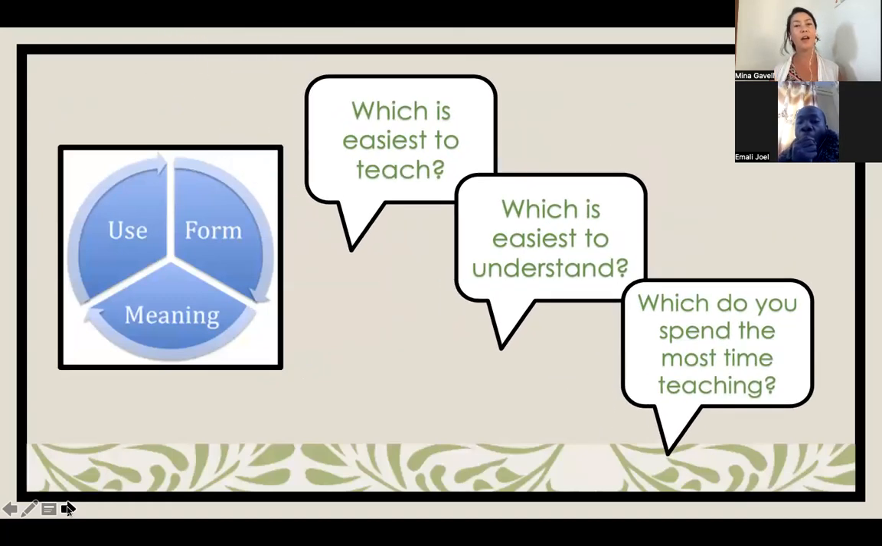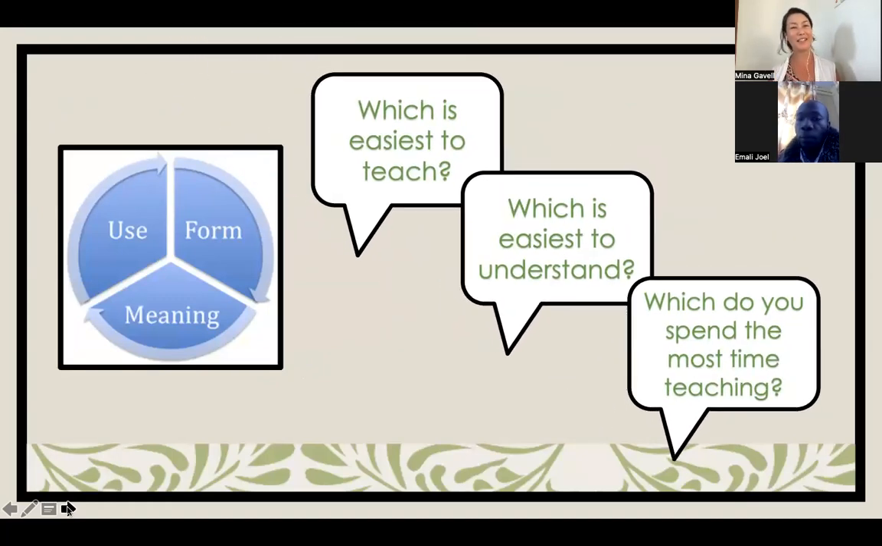So I have a question, or 3 questions actually. You can answer in the chat, or by raising your hand, and you can answer all the questions, or you can just choose one. I'm curious which one you think is easiest to teach: form, meaning, or use. Which one is easiest to understand? If you're a learner or a student, which one is most clear? And then in your classrooms, which one do you spend the most time teaching? Feel free to answer in the chat or by raising your hand and speaking.